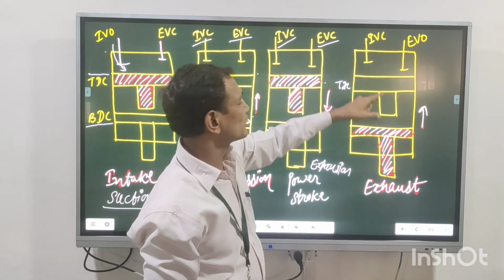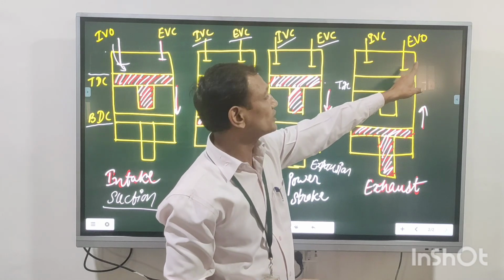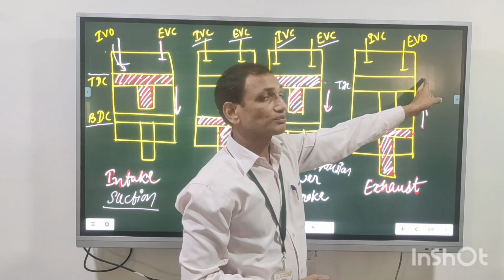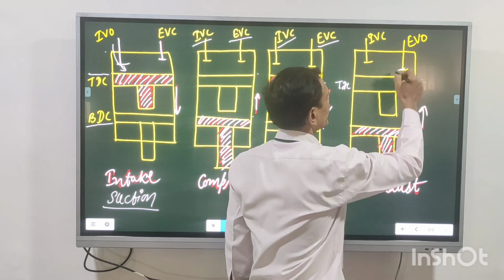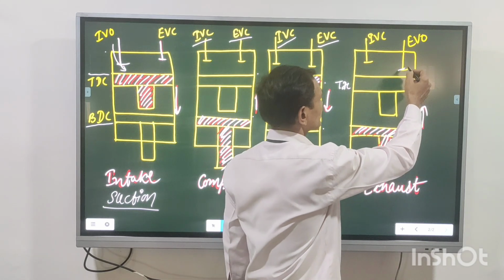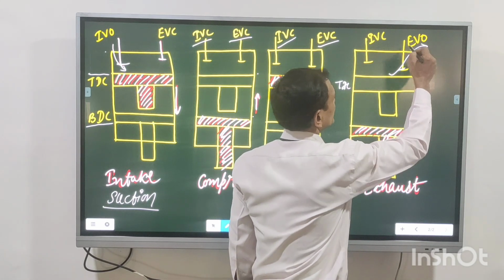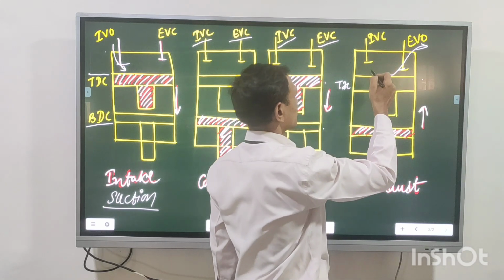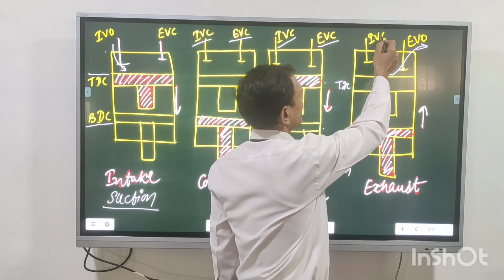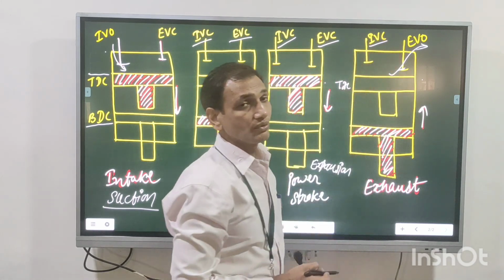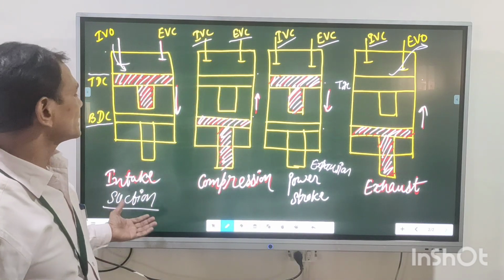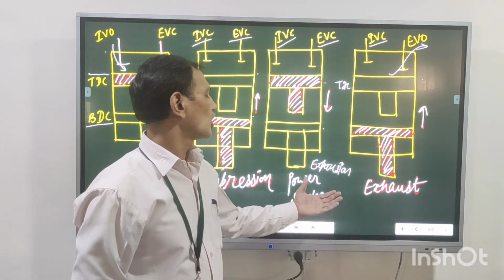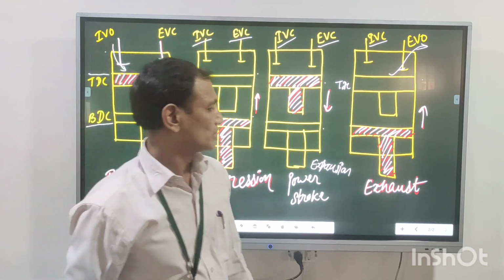Before reaching the top dead center, the exhaust valve will open and the burnt gases go outside through the exhaust valve, and at that time the inlet valve is closed. This is the 4-stroke cycle: suction, compression, expansion or power stroke, and exhaust.